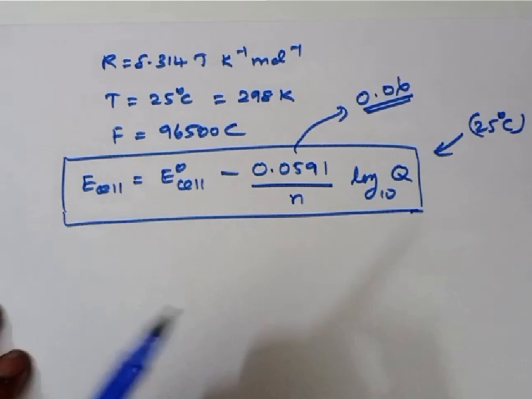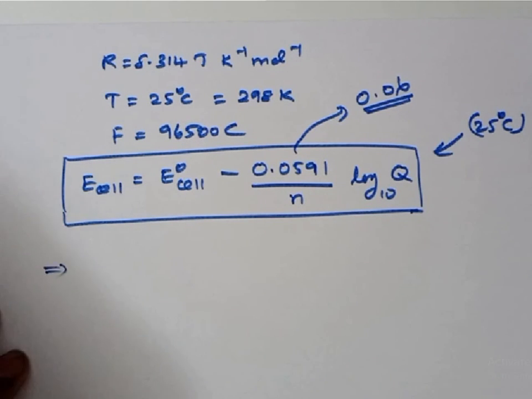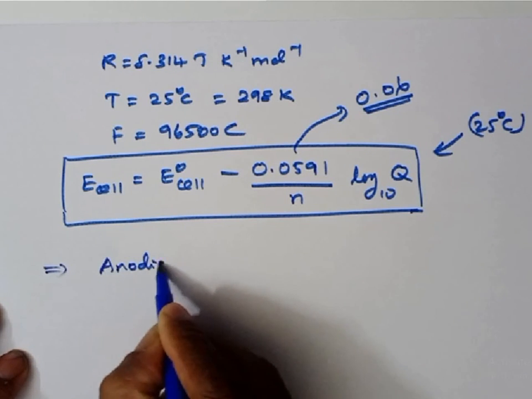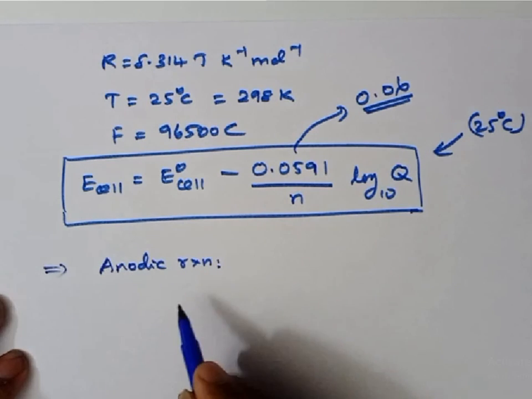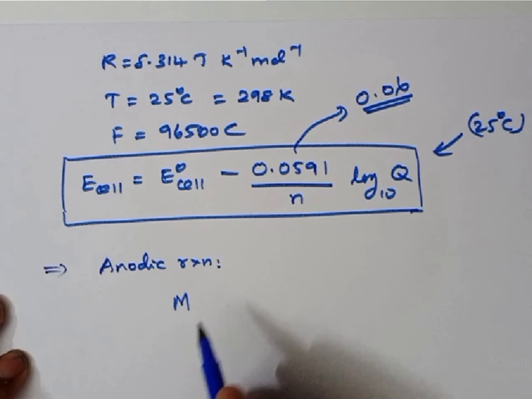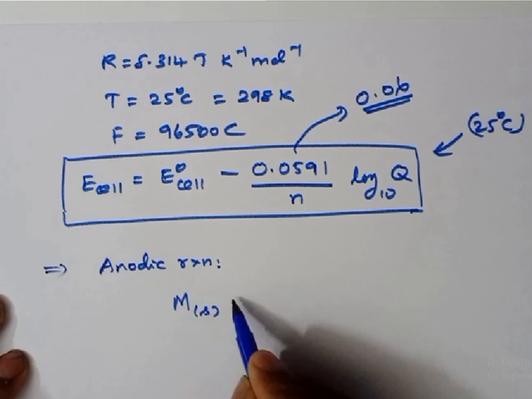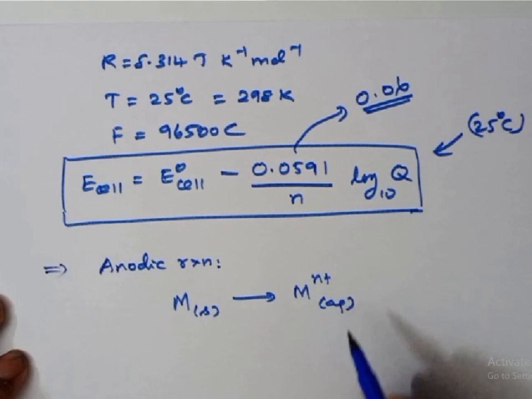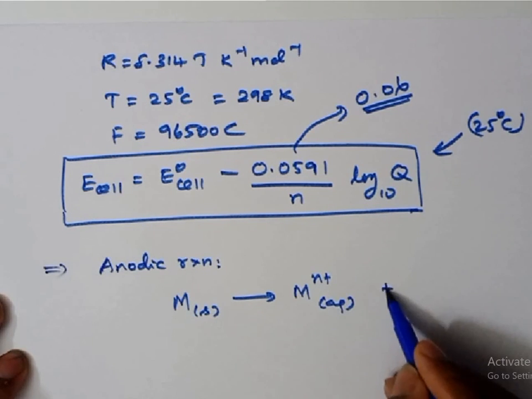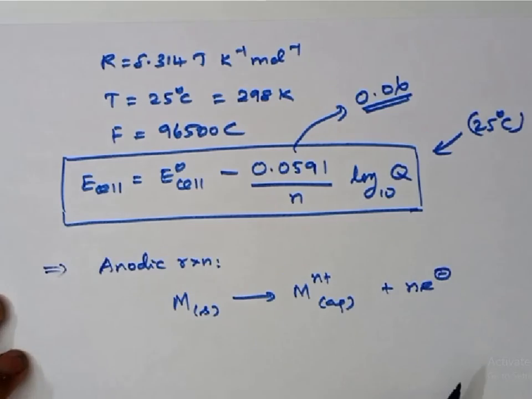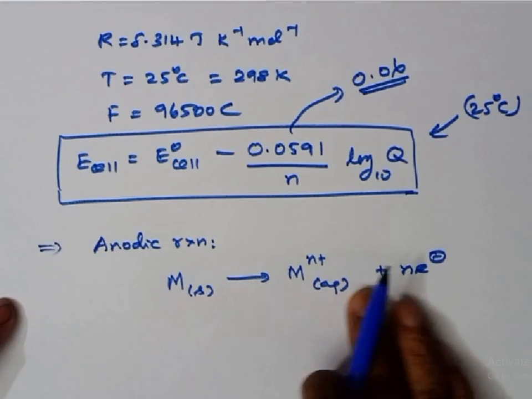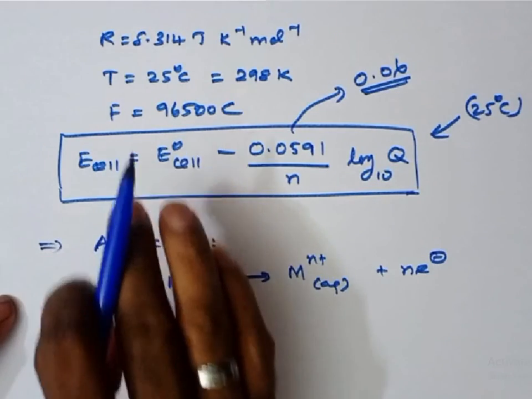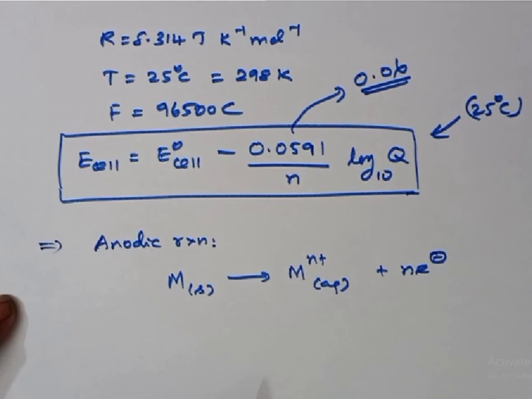Suppose I consider some anodic reaction. Suppose I have some anode, some metal M, which is a solid, and undergoes oxidation, gives you some ion and releases some number of electrons. This is a reaction that takes place at the anode. You can use this Nernst equation for the electrode reactions.